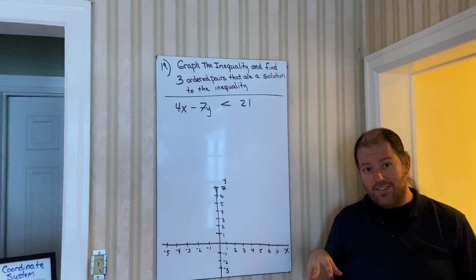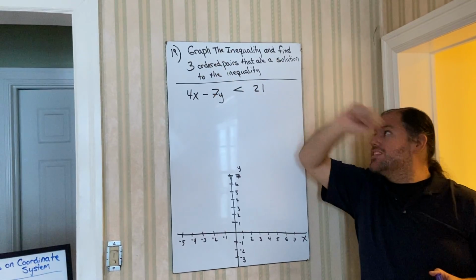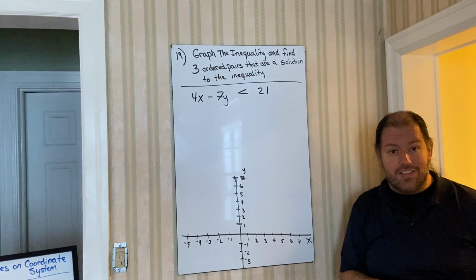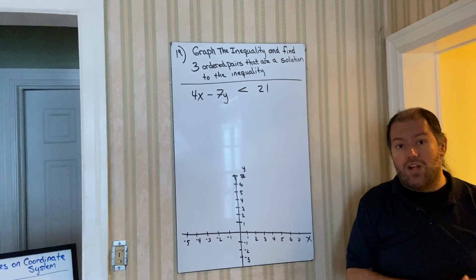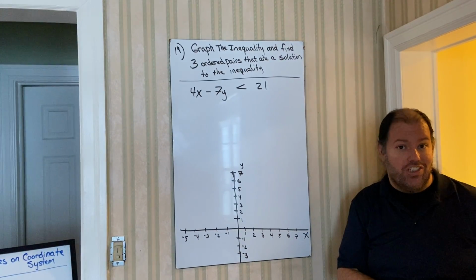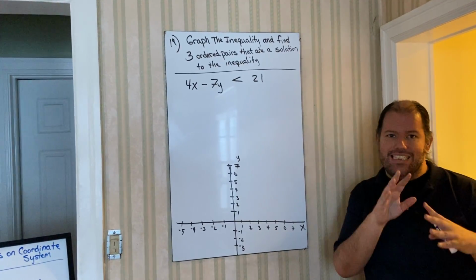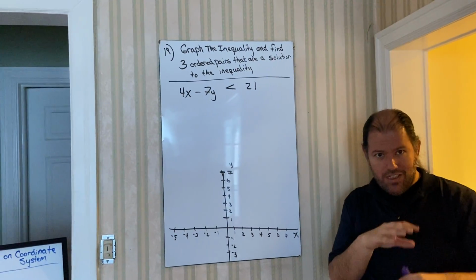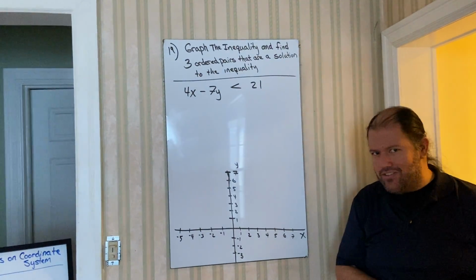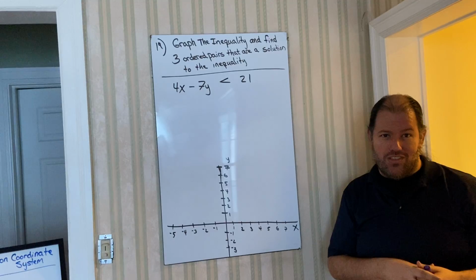Here we have sample question number 19. This one not only wants us to graph, but it also wants us to find three ordered pairs. So again, graph first, shade. Once you shade, then you can grab any point that is in that shaded region. Don't grab a point that's on the boundary line. Just grab any point that's in the shaded region, and that would be a solution.